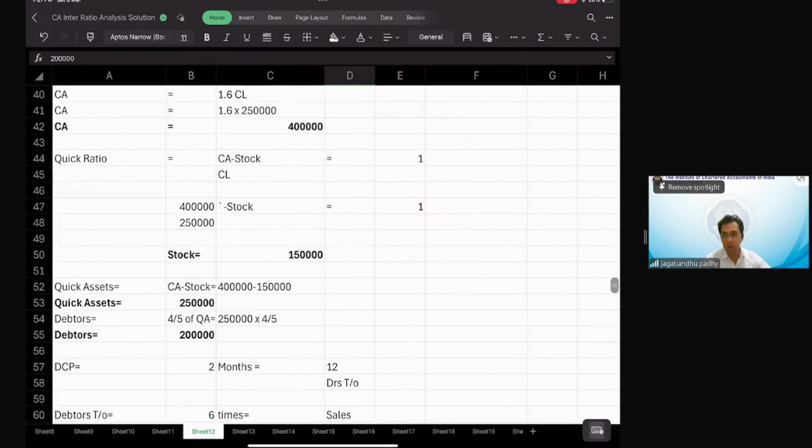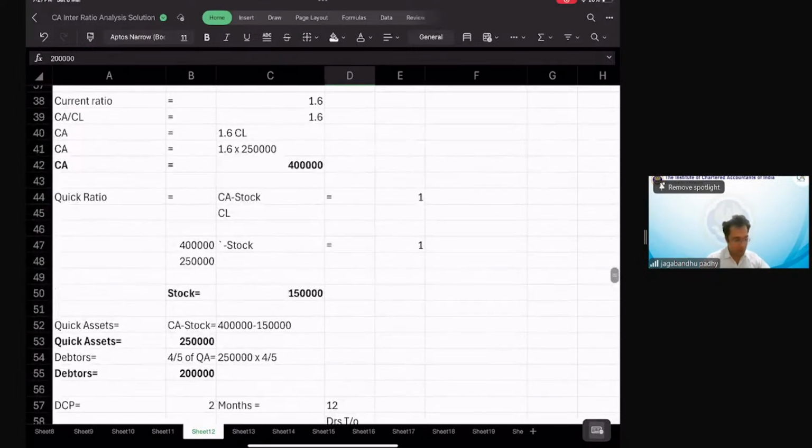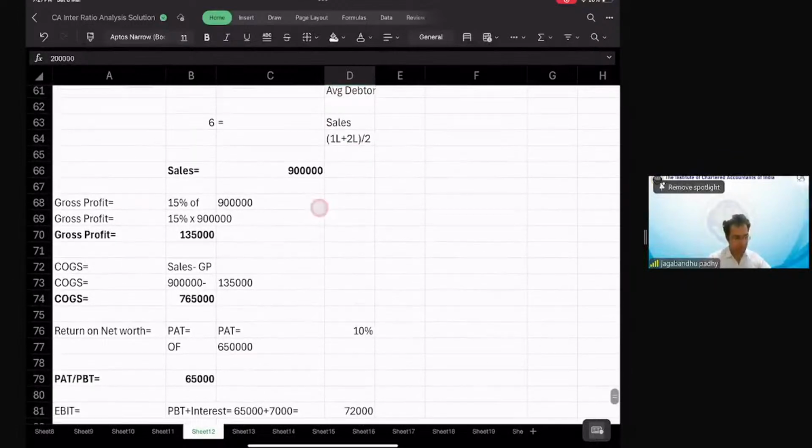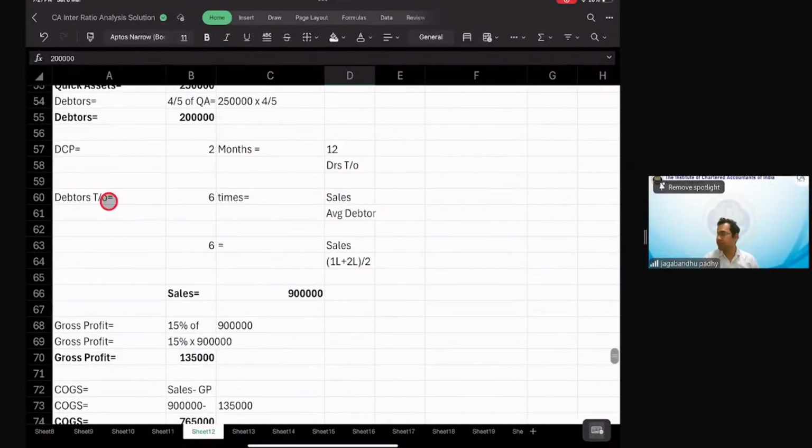Sales was computed by using debtors turnover. Debtors collection period was 2 months. So from that, we got the debtors turnover. Now, that debtors turnover number was used to calculate the sales by taking average debtors in the denominator. We took help of the debtors collection period or debtors turnover to get the value of sales.